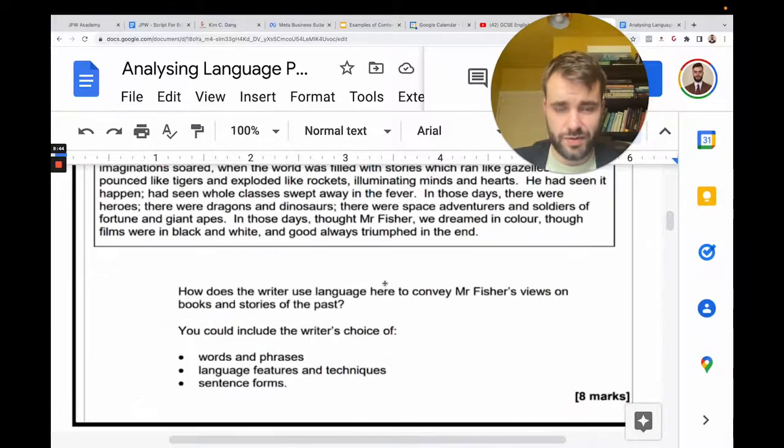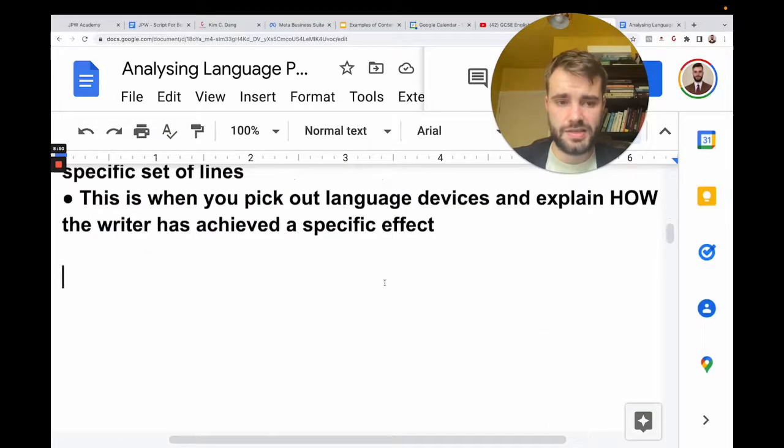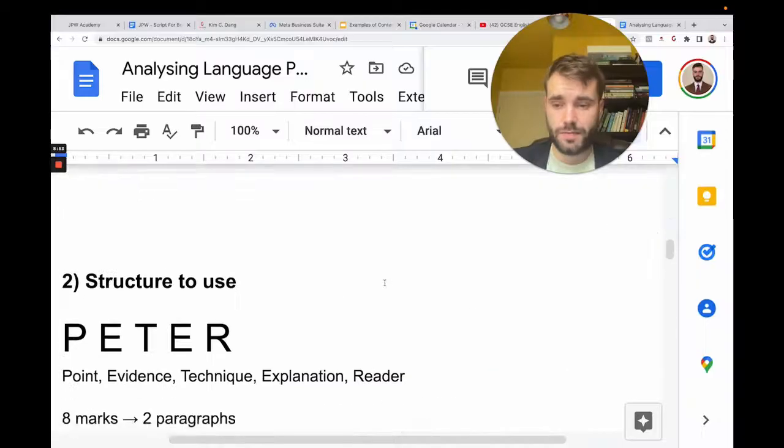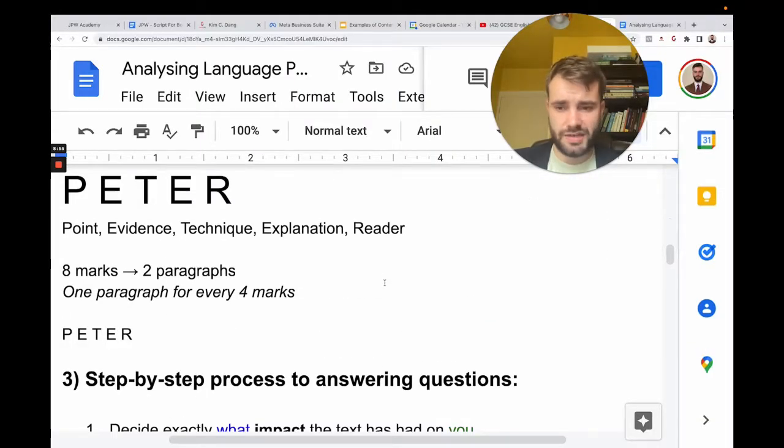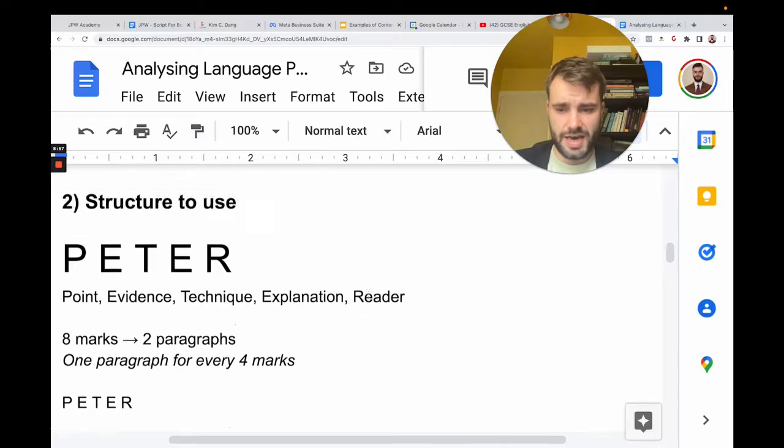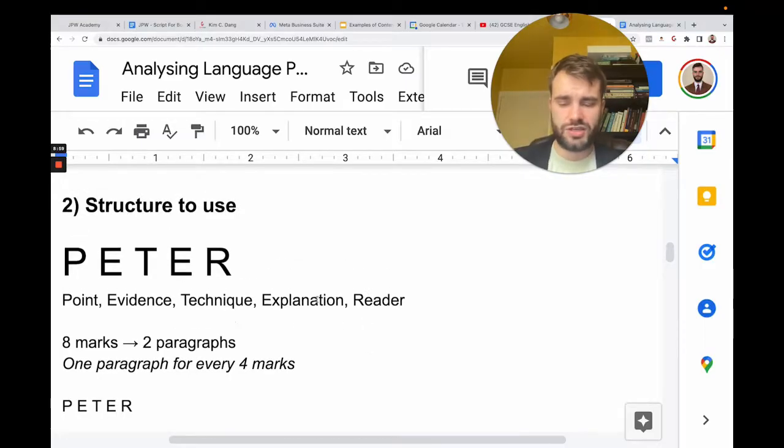That's an example of what I talked about actually in the first video, of how you need to explain why a writer chose a certain word, and this skill is so crucial to the rest of English. Then we use the Peter structure: point, evidence, technique, explanation, and reader. We're going to write 2 paragraphs because it's 8 marks, and a rule you can use for many of these questions is 1 paragraph for every 4 marks.